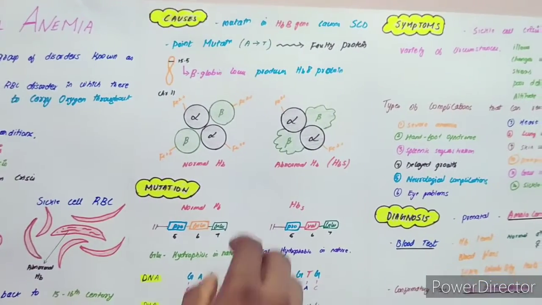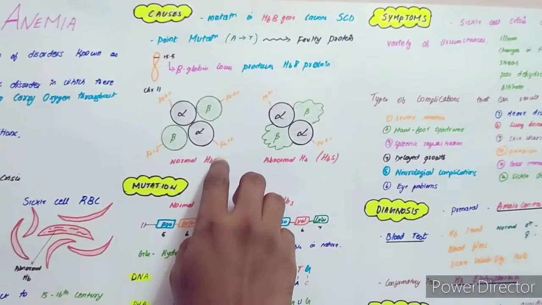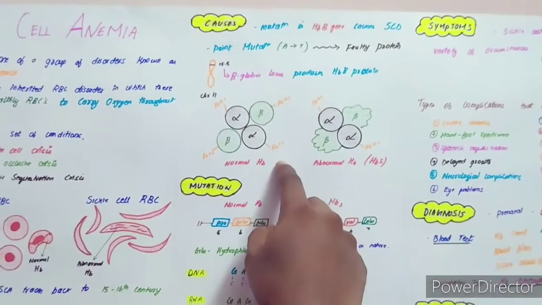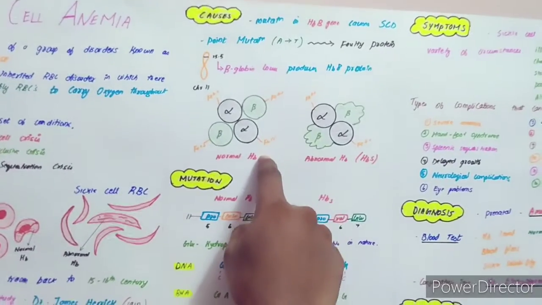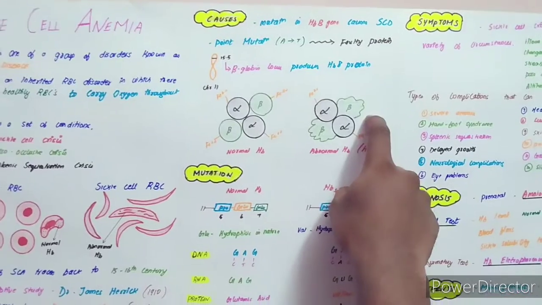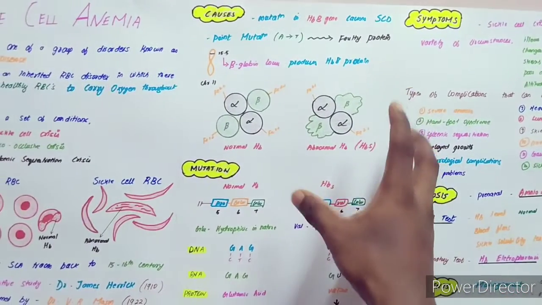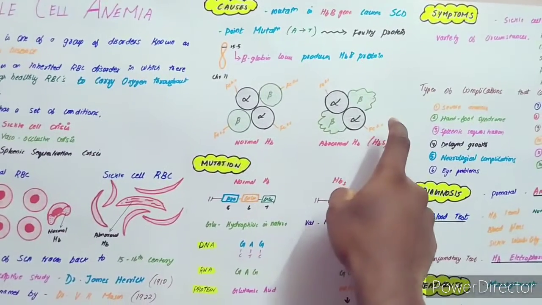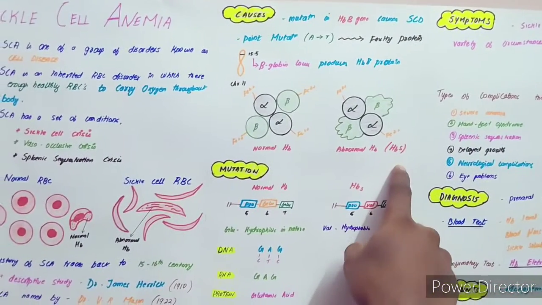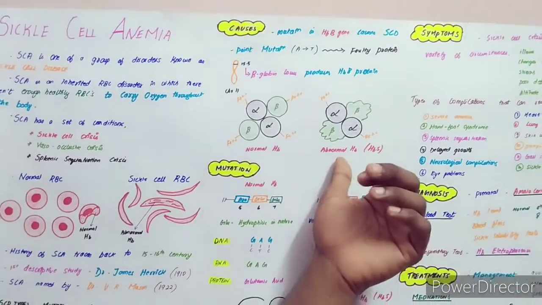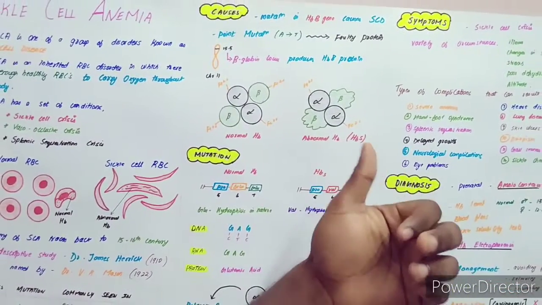Now, when this hemoglobin enters into the circulation and releases the oxygen, the abnormal hemoglobin, the beta chain, will be in a crystalline form and unable to trap the oxygen molecules. Hence, their oxygen carrying capacity is low. The abnormal form of hemoglobin is called hemoglobin S.